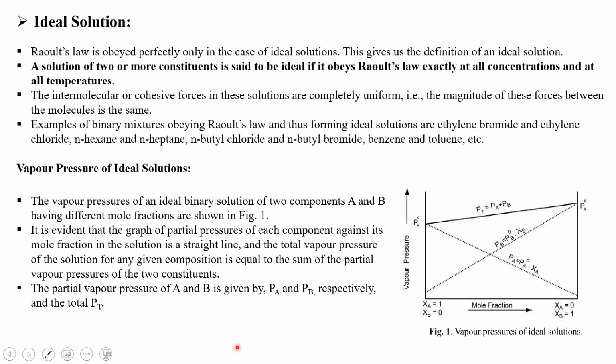Next, we consider the vapor pressure of ideal solutions. The vapor pressure of an ideal binary solution of two components A and B having different mole fractions is shown in figure 1. At this point we have only pure component A, and at this point we have pure component B, and if we add more B, the mole fraction of component B increases in this direction. When we have only pure component A, the pressure is Pa naught, as we just discussed, and when we have pure component B, we have the pressure Pb naught here.